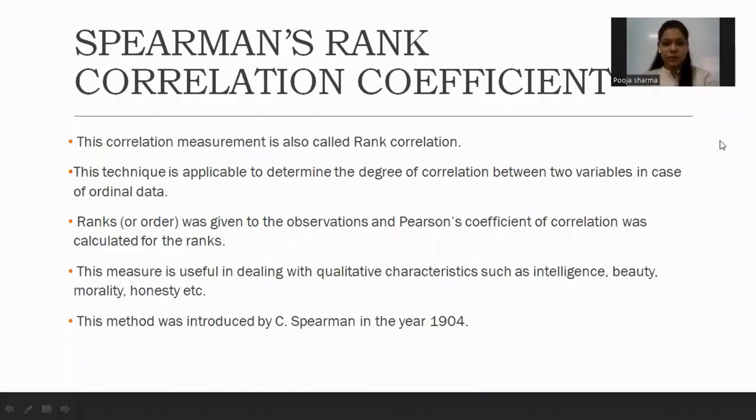Spearman rank correlation coefficient is also known as rank correlation. If we have ordinal data, that means data according to orders, and we want to calculate the correlation, we use this Spearman rank correlation coefficient rather than Pearson's coefficient of correlation. It calculates the correlation for the ranks only, and it deals with qualitative characteristics such as intelligence, beauty, and honesty. The Spearman rank correlation coefficient was given by Charles Edward Spearman in 1904.